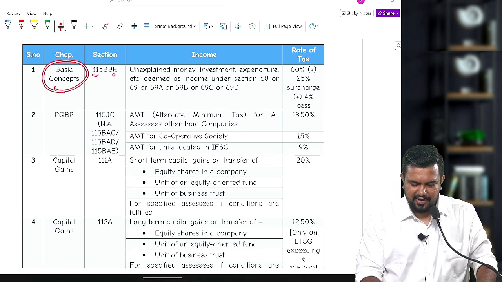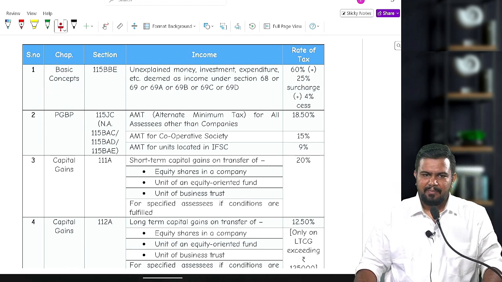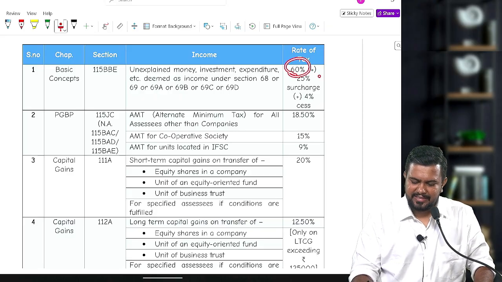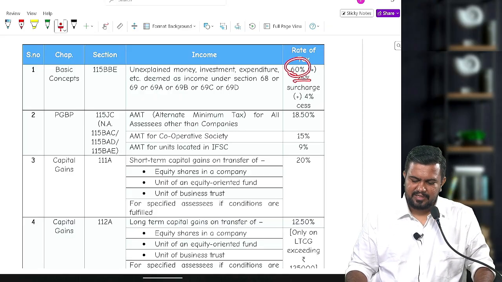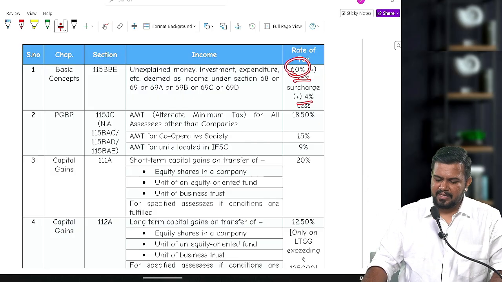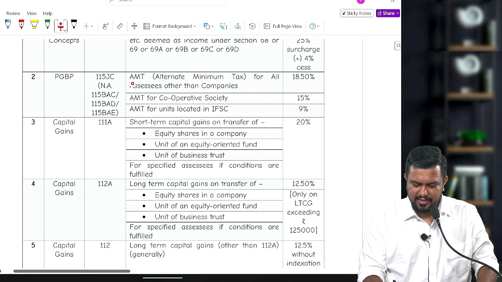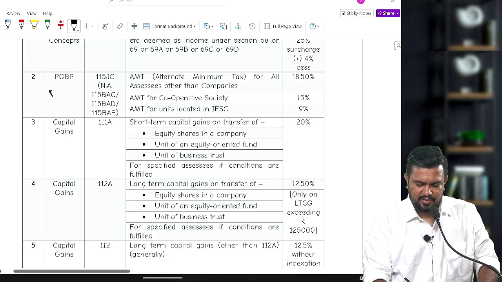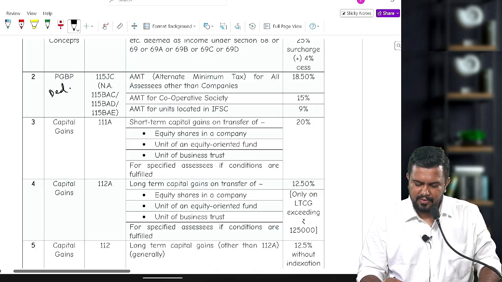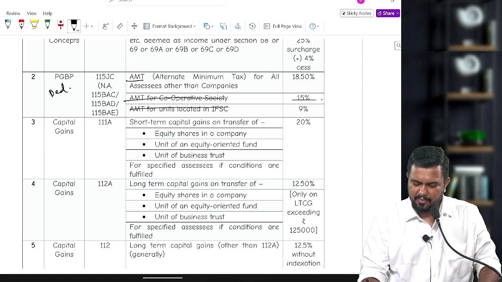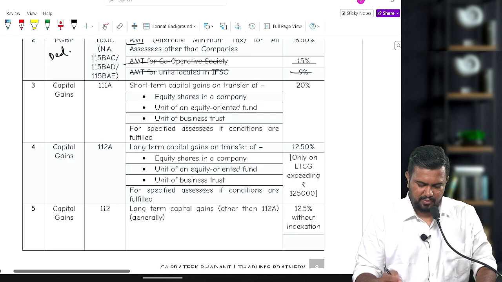Basic concepts we have already studied. Section 115BBE for undisclosed source of income. What is the tax rate? 60% tax plus 25% surcharge plus 4% health and education cess. Then the AMT we will now learn in the deduction chapter, not in PGBP. So alternate minimum tax is 18.5%. For your syllabus, cooperative society IFSC is not there, so no problem.